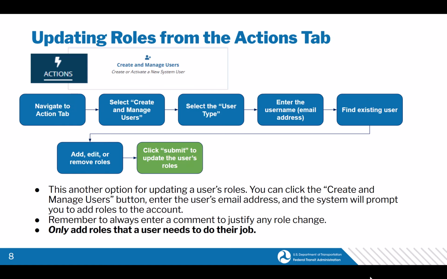There's another way to add roles to an existing user. This is to go to the Actions tab, click the Create and Manage Users button, select the user type, enter the username, find an existing user, and then add, edit, or remove roles, and click Submit to update the user's roles. This option is most frequently used when people don't necessarily know that a user already exists in the system, or if for some reason they are unable to find them through the home page. Remember to always enter a comment to justify any role change, and last but not least, please only add roles that a user needs to do their job.